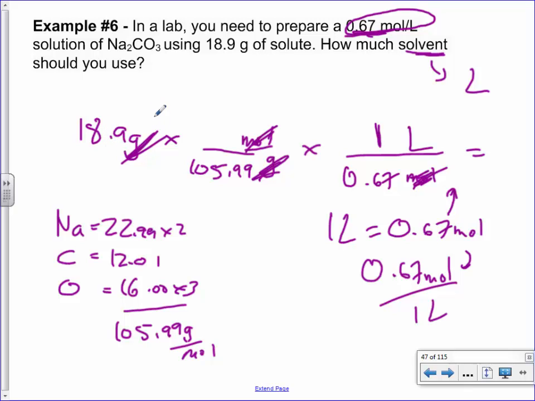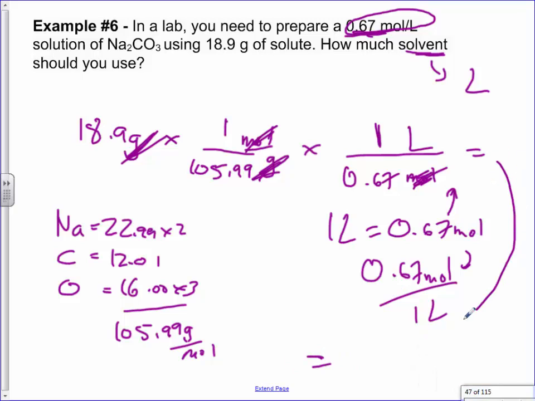So take 18.9. If you wanted to, you could times by 1, but that's kind of redundant. Divide by 105.99. You could times by 1 again, and then divide by 0.67. I'm running out of room. I got 0.2661473, etc.